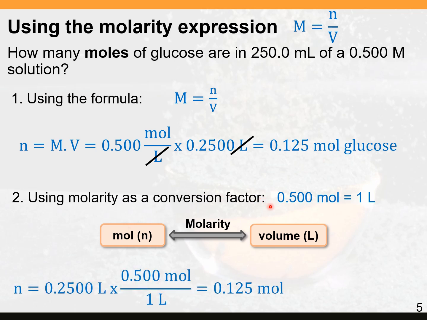The given molarity, 0.5 moles per liter can be interpreted as a unit equation, such that 0.5 moles is equal to 1 liter. Then, starting with volume in liters and using the unit equation to set up the conversion factor, the number of moles of glucose is calculated.